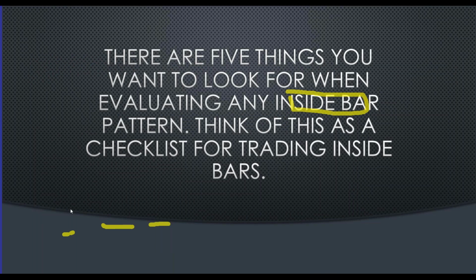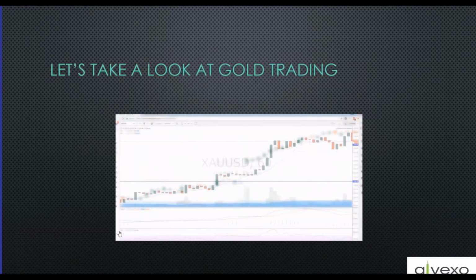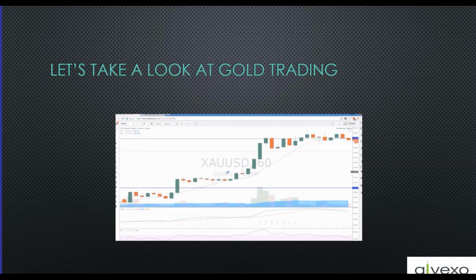So there are 5 things that you want to look at when evaluating any inside bar pattern. Think of this as a checklist for trading inside bars. So I'm going to show you one example, and then we're going to go on and talk about it, breaking it down. On this next example, we're looking at gold on the hourly time frame, and we're going to find an inside bar here. We can see we're in an uptrend of higher lows and higher highs. We're trading sideways and consolidating, and we're looking for a break.